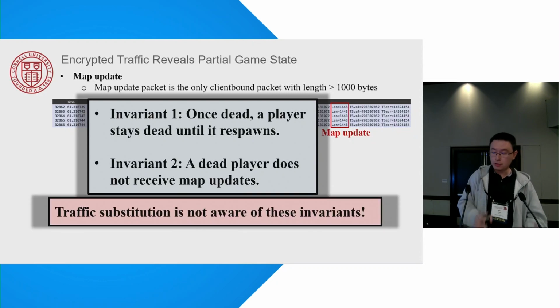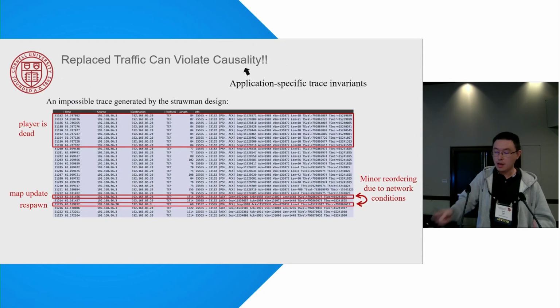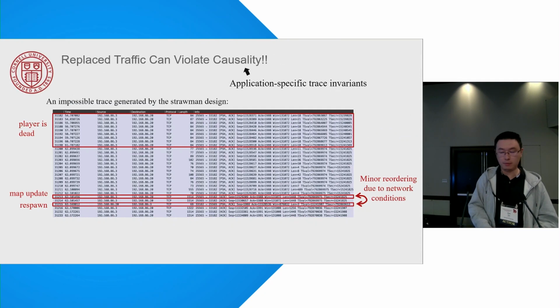However, traditional traffic substitution is not aware of this invariant. As a result, the Strawman design may violate these two invariants. Here is a trace generated by the Strawman design that is impossible in a real game.